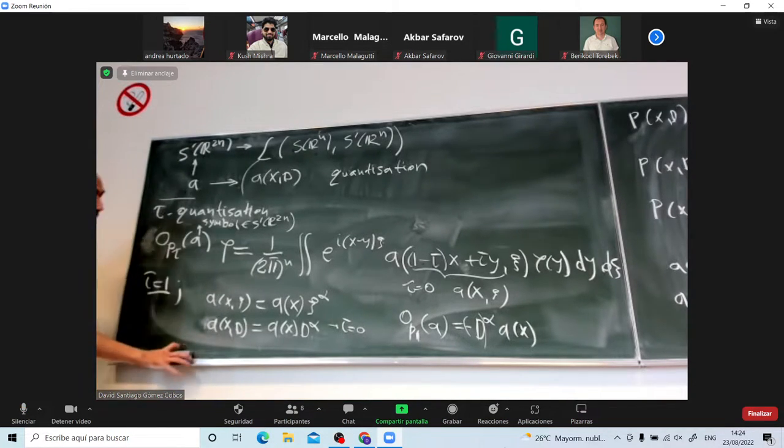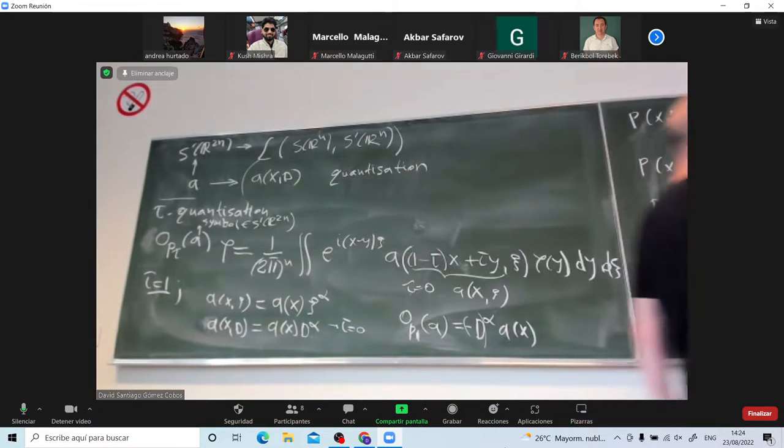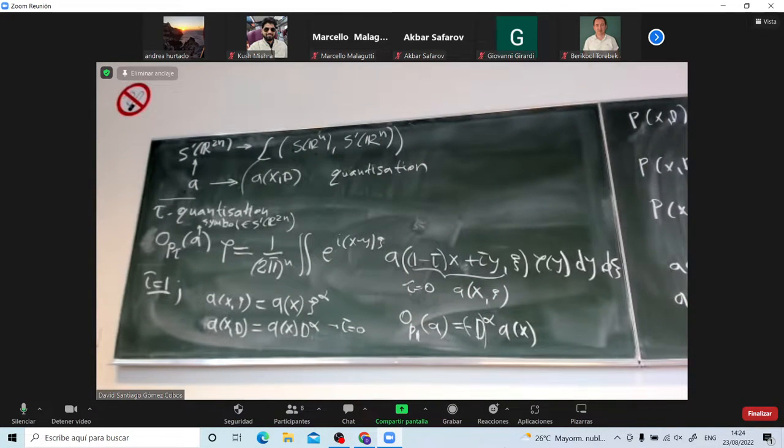Okay. Now to go back to tau equal to 1/2, this is interesting, and this is called the Weyl quantization, and this will be interesting, especially for us, because I will only work with the Weyl quantization from now on, because it has very, very good properties.